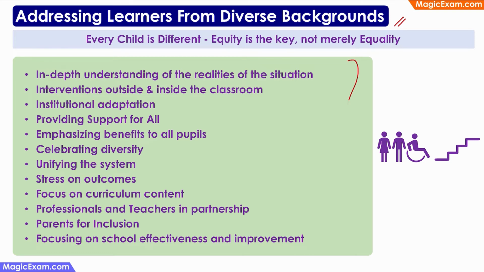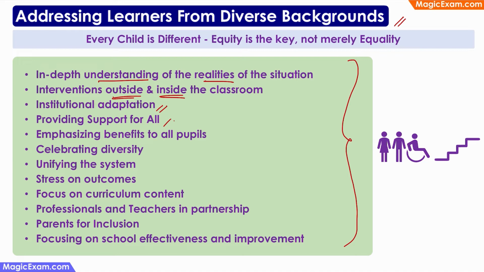So all of these points we have already covered in the previous slides. For example, the teacher and the school authority should clearly understand what it is that they are dealing with, what kind of diversity exists in their classroom, what is the background of all the children in their classroom. So they should know the realities of the situation. And wherever required, the diversity and the inclusive education should not just be inside the classroom, but it should also be outside the classroom. And institutional adaptation means that the school and all the facilities should be adapted to meet the needs of inclusive education.